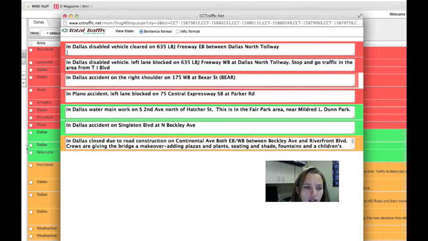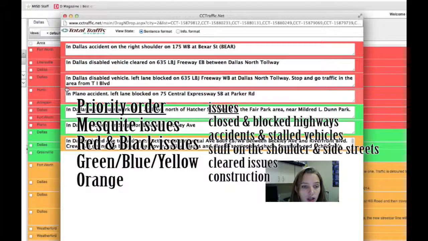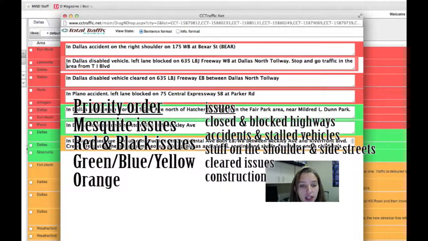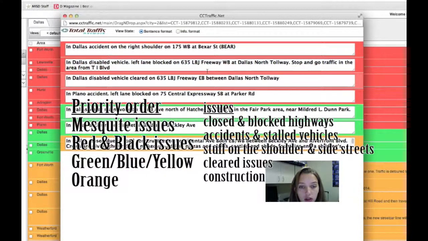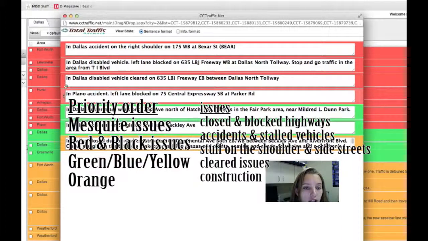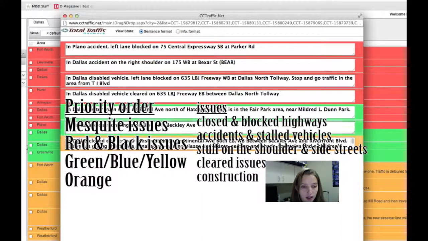You still want to organize by what has the biggest impact on our listeners. And it's good to group issues. So we have these two disabled vehicles in Dallas. Let's stick them right next to each other. They're both on 635 as well. We have a left lane blocked in Plano. It's an accident, so let's put that above the Dallas accident. The red.